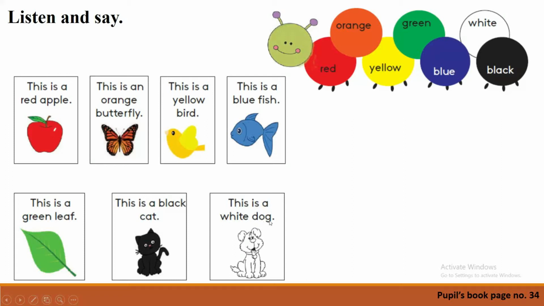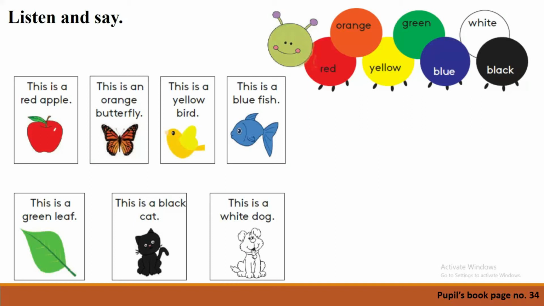E animal ke namatta kalin tamai api word ekata kalin tamai color ek use karala thiyena. Me balanneko. Red apple. Orange butterfly, yellow bird, blue fish, green leaf, black cat, white dog. Okay, I think you can understand this lesson.